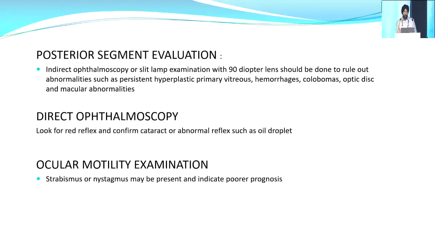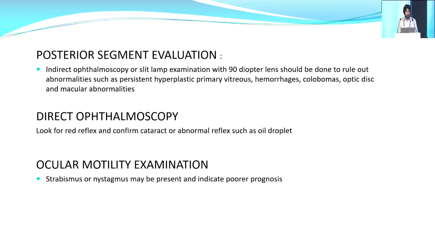Posterior segment examination, where the view allows you, yes, an indirect ophthalmoscopy examination is very good. And to rule out conditions such as PFV, you can have hemorrhages there, colobomas, as was very nicely shown by the previous speaker, optic disc and macular abnormalities. So it's just not the cataract. The visual outcome would depend basically on what's called the retina here. So the outcome is really dependent upon the condition of the retina, the condition of the optic nerve.